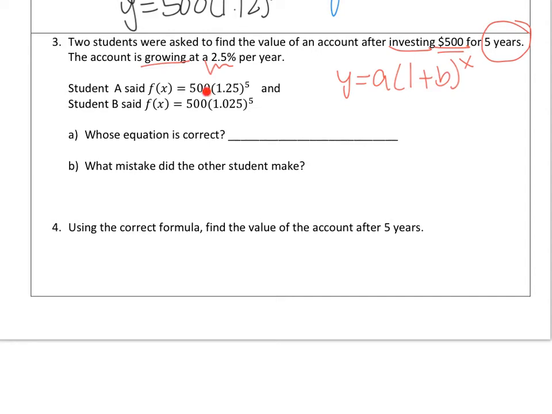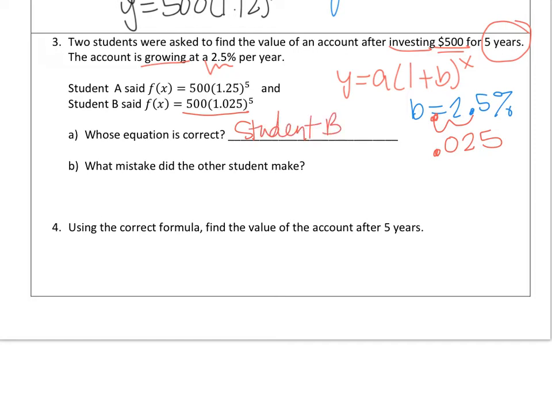Well, both students, as you can see, have the right initial value, and both have the correct time. So x is 5 years, but the rates of change are different. So the big question is, what is 2.5% as a decimal? Well, here's what I know. b equals 2.5%. And if I want to turn this into a decimal, I must move the decimal place to the left 2 times. So let's do that. 1, 2. So that means my new decimal is 0.025. That means that student B is correct.